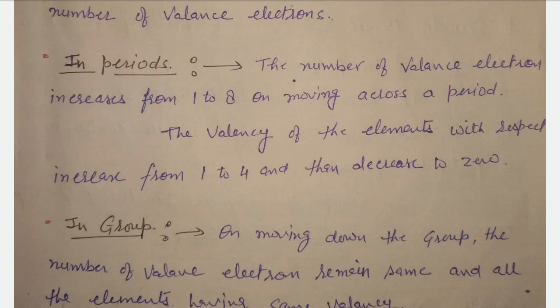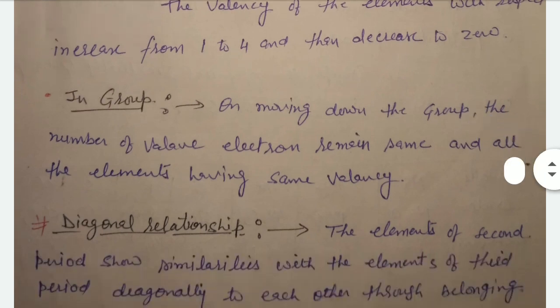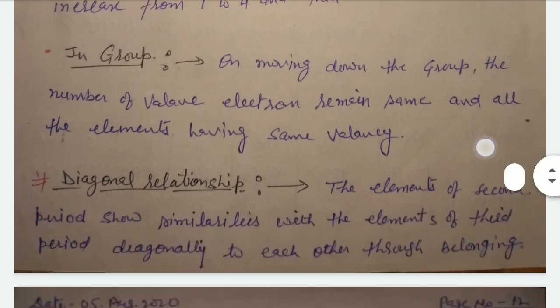In a group, on moving down from top to bottom, the elements have the same number of valence electrons. Therefore, they have the same valency. Right? And there is also the diagonal relationship.